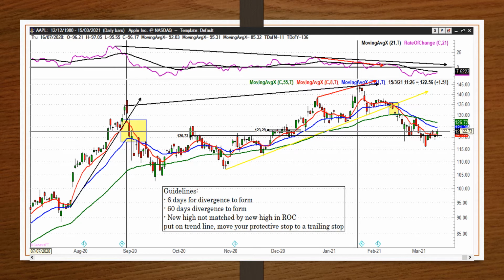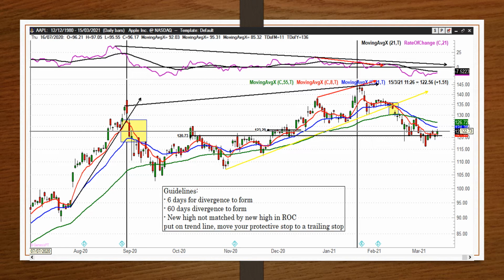Let me just backtrack a minute here. The rate of change is set at 21 periods, and I find that that works quite well. You could use 28, which is a very common time frame for divergence, but I found 21 works pretty well, so I set mine on 21. You can experiment based on your own trading techniques, which works best for you.